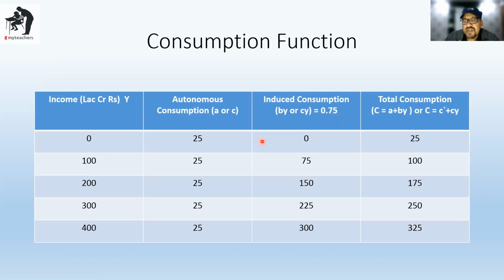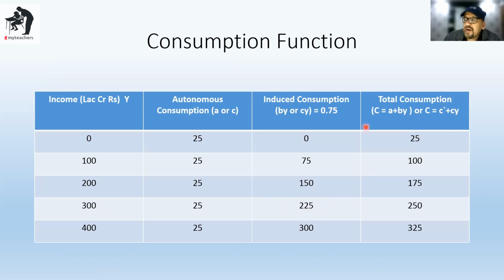At zero income level, because there is no income, induced consumption is zero. When income increases by 100, induced consumption is 75 lakh crore rupees because MPC is 0.75. When income increases again by 100 crore rupees, it increases again by 75, and the total induced consumption here is 150. So every time income increases by 100 crore rupees, the resultant induced consumption increases by 75 lakh crore rupees.